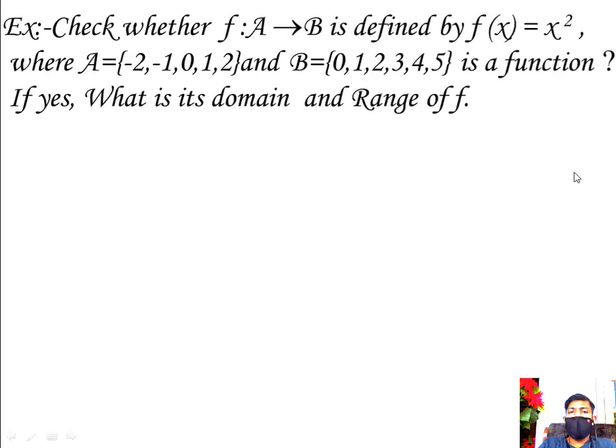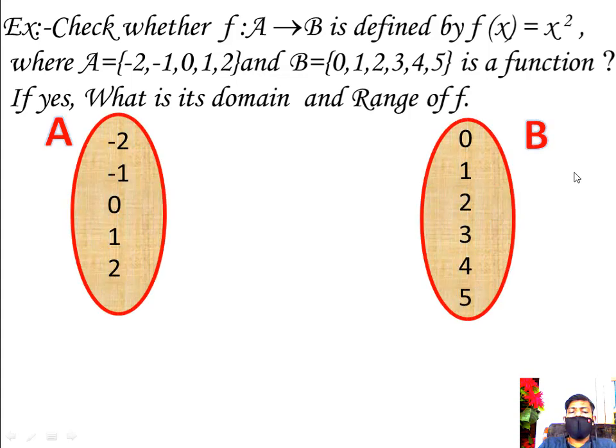Check whether the function f from A to B defined by f of x equal to x square, where A equal to the set {-2, -1, 0, 1, 2} and set B equal to {0, 1, 2, 3, 4, 5}, is a function. If yes, what is its domain and range of f? So first of all, we can draw two Venn diagrams of the sets A and B. How can we find the image of the domain value? By the function defined as f of x equal to x square.